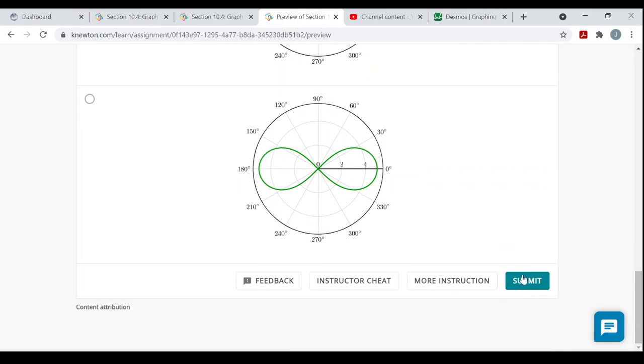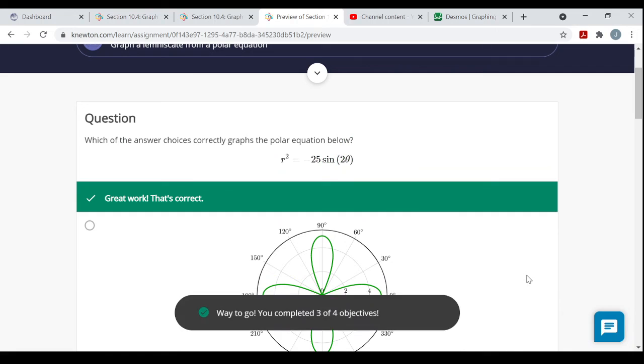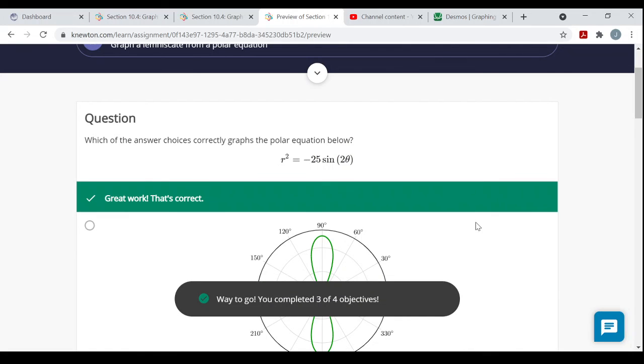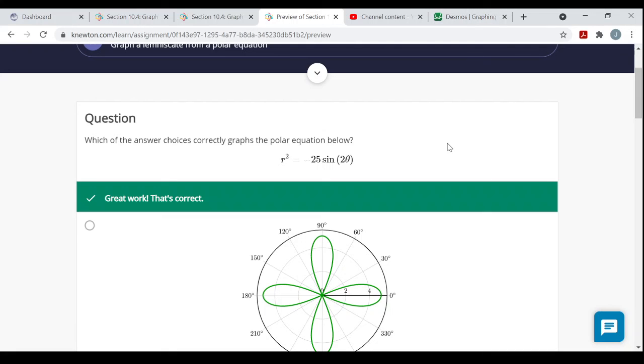Let's submit and see that I'm correct, of course. Great. So hopefully watching me do this, playing around on Desmos or whatever graphing calculator you have, you know how to graph in polar. Look at more instruction when you need to, and read the answer explanations when they come up. Hoping all this stuff helps you when you work on this material on your own.